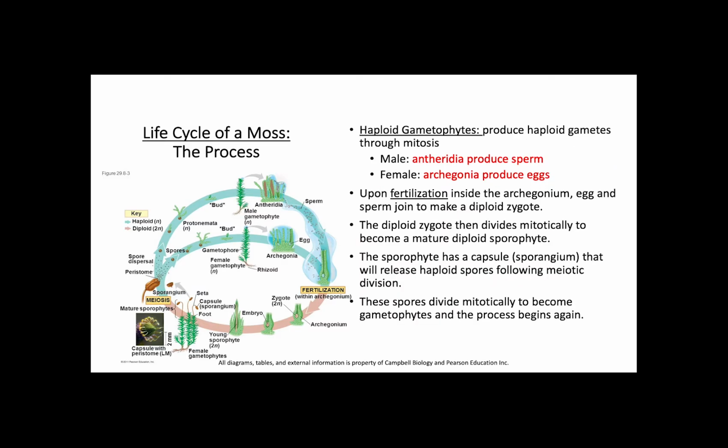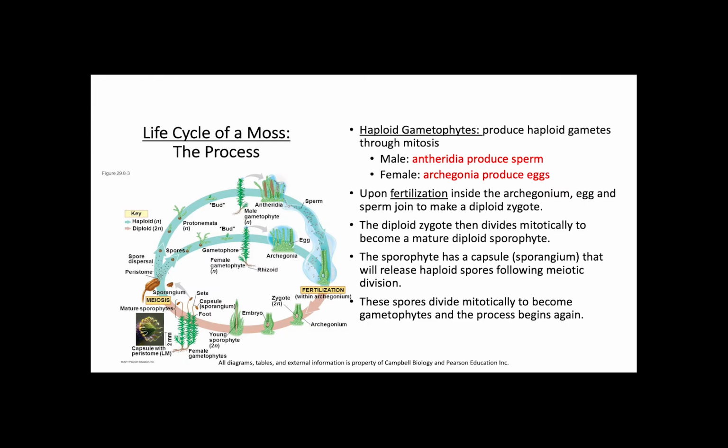Now we'll get into the process of the life cycle of a moss. So we're going to start out with haploid gametophytes, which produce haploid gametes through mitosis. So the male antheridia is going to produce sperm, and the female archegonia is going to produce eggs. Then upon fertilization inside of the archegonia, egg and sperm join to make a diploid zygote.